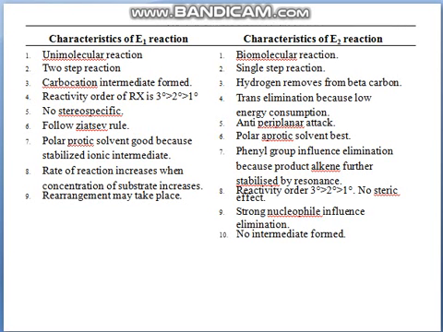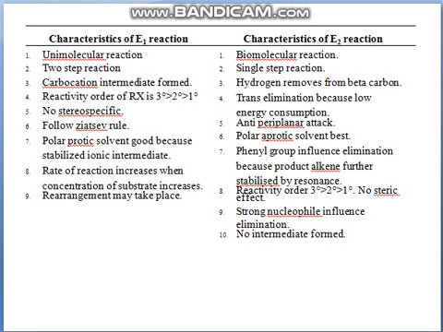These are the characteristics of E1 reaction and E2 reaction. E1 reaction is a unimolecular reaction. E2 reaction is a bimolecular reaction. E1 reaction is a two-step reaction. E2 reaction is a single-step reaction. In E1, a carbocation intermediate is formed. In E2, hydrogen is removed from the beta carbon.